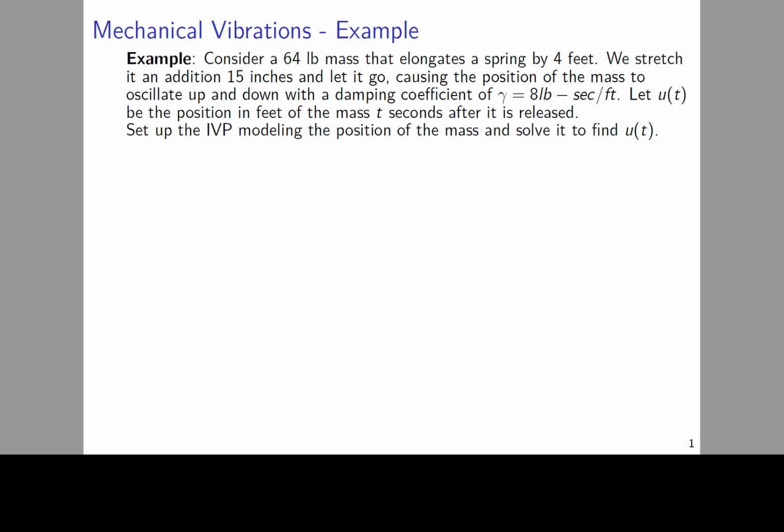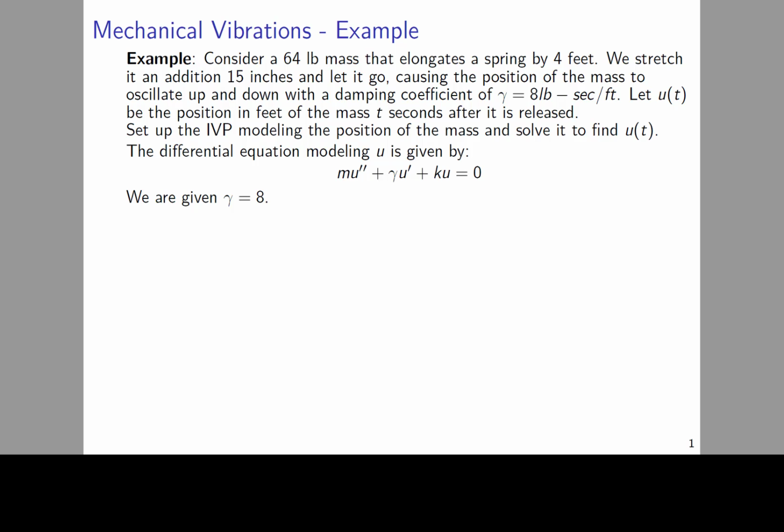We want to set up the initial value problem, modeling the position of the mass, and solve it for the function u of t. The differential equation modeling u will be given by m times u double prime plus gamma times u prime plus k times u equals 0, from what we learned in the last video.